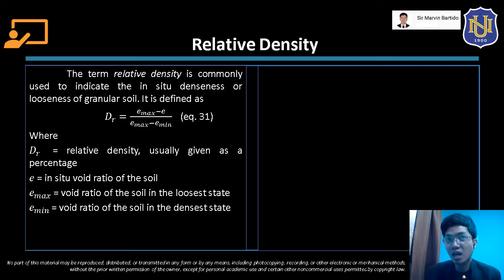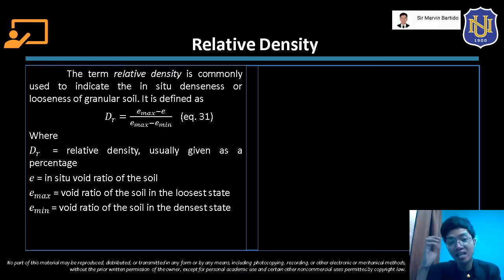Di ba? And dahil malaki yung volume ng voids natin, class, tumataas din yung void ratio. Kasi class, take note, ang void ratio, yan ay volume ng void over volume ng soil solid. So, habang tumataas class yung volume ng void, nagiging maximum siya, yung void ratio. Kaya class, yung void ratio natin is maximum in the loosest state ng soil.